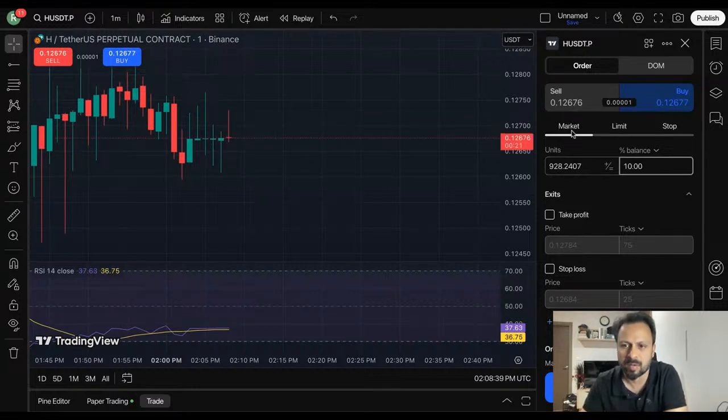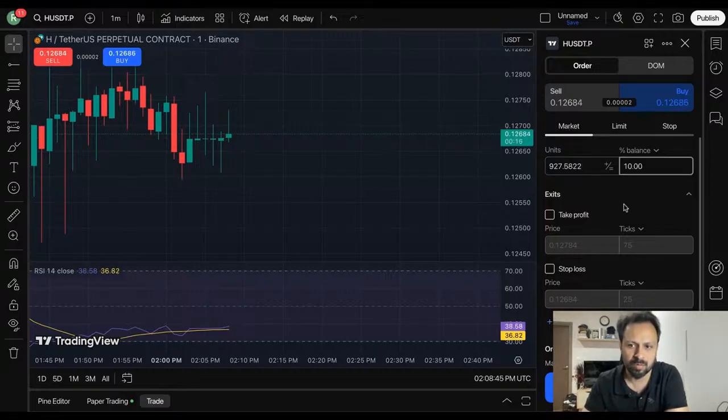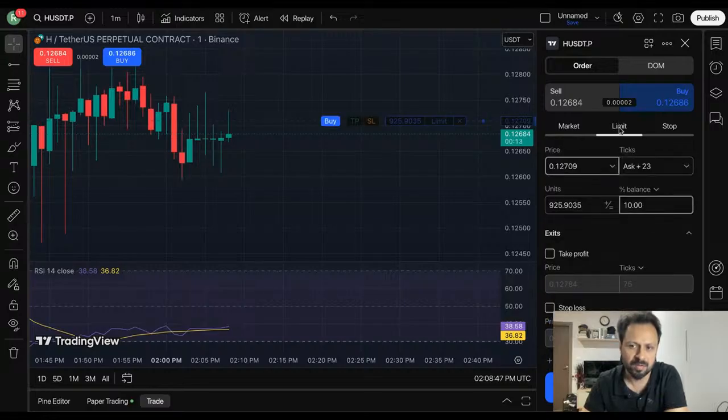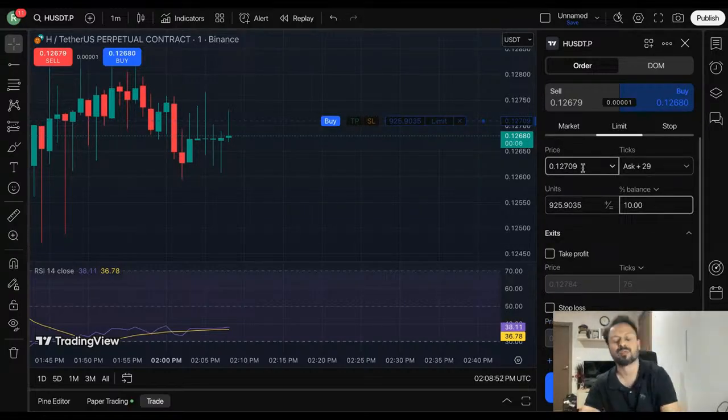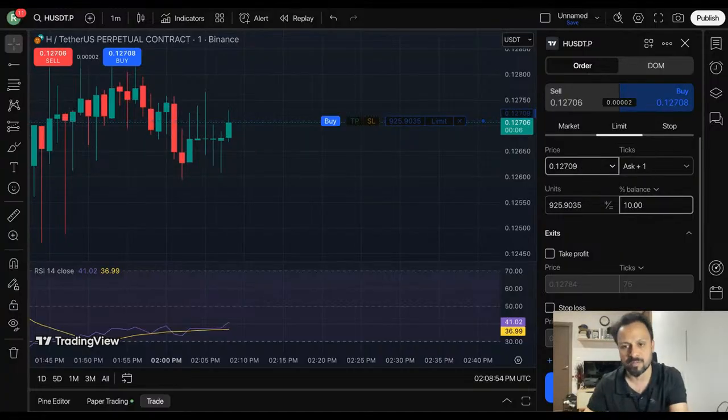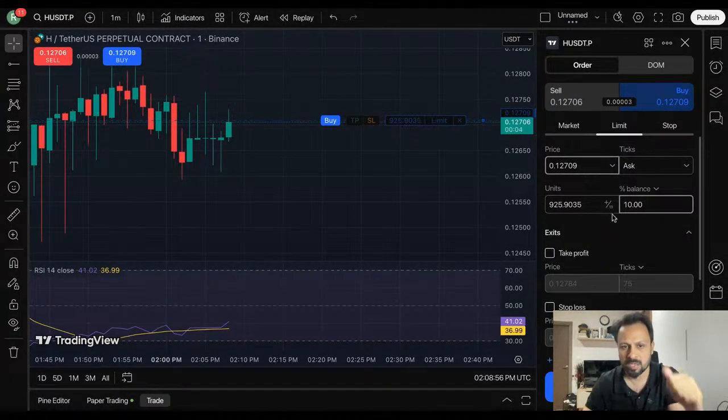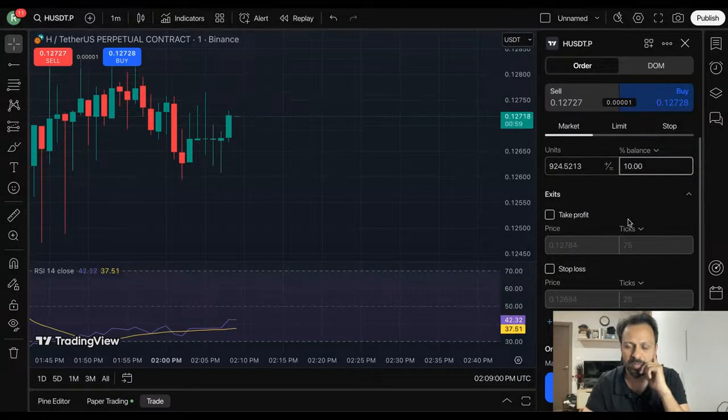I tell you one thing. Here is the market. Market means when you take the trade, you take it right away. You get the position on right away. On the limit you can set the price, and when any coin hits that price, you enter the trade right away. So okay, I'm going to use market position.